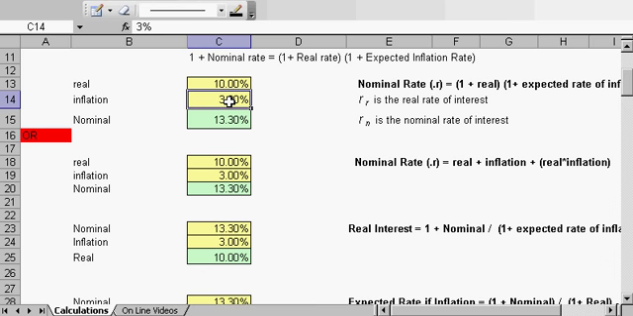Let's see the effect if inflation goes up. The real rate would have to go down to maintain the same nominal rate. And this is the Fisher effect.